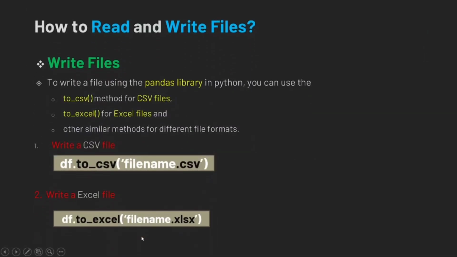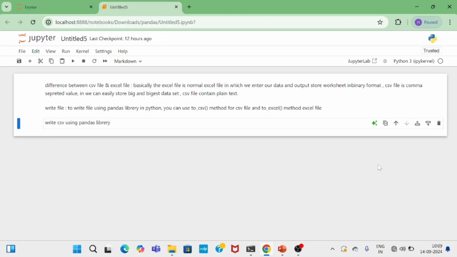As the last topic, we will learn how to read and write files in Python Pandas. So let's go to the Jupyter Notebook. Before this, let's discuss the difference between a CSV file and an Excel file. Basically, the Excel file is the normal Excel file in which we enter our data and the output is stored in a worksheet in a binary format. The CSV file is comma separated values in which we can easily store big data sets. A CSV file contains plain text.